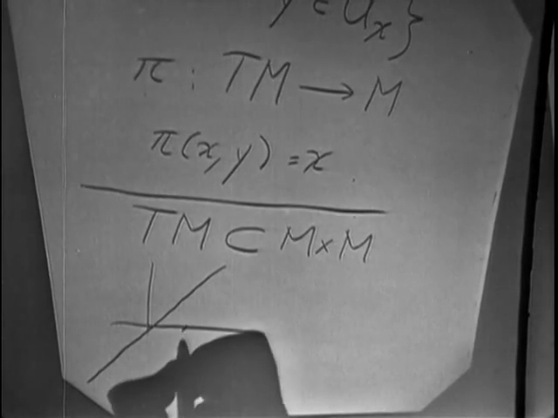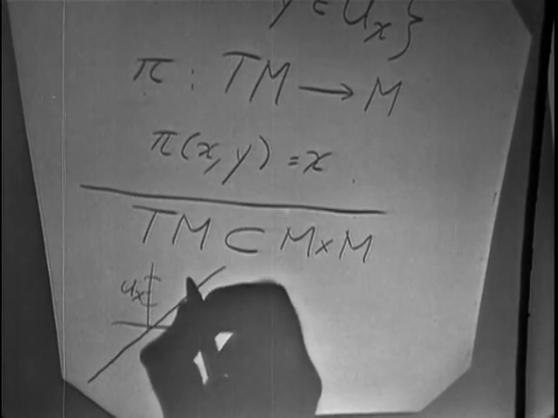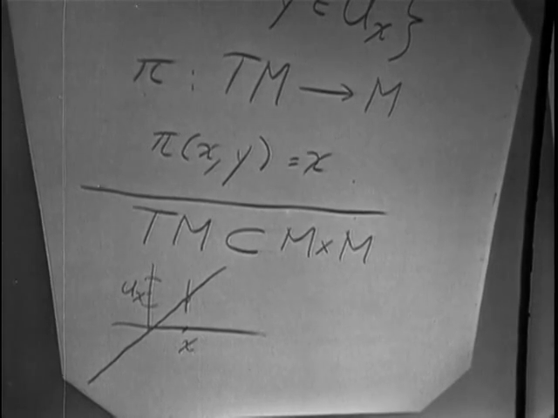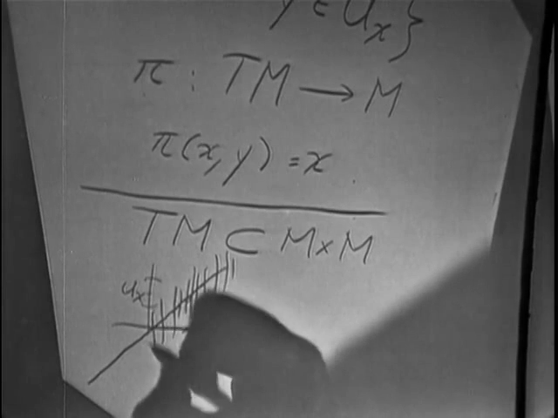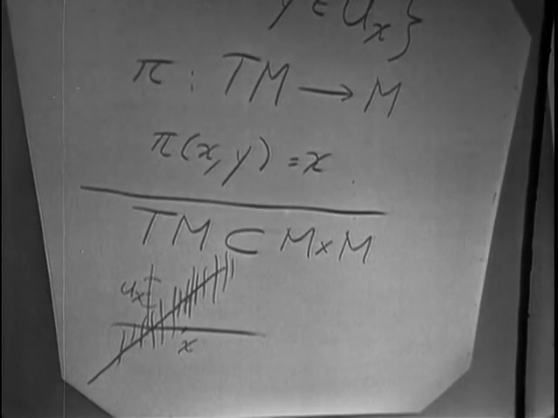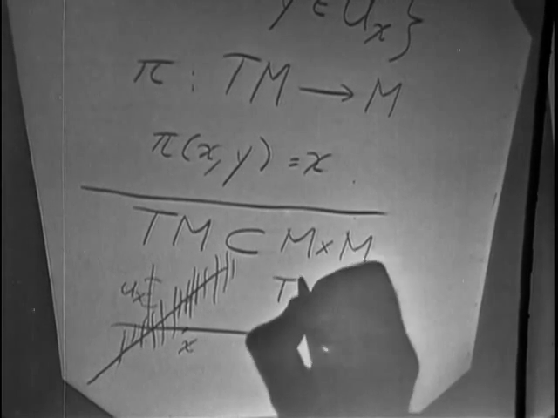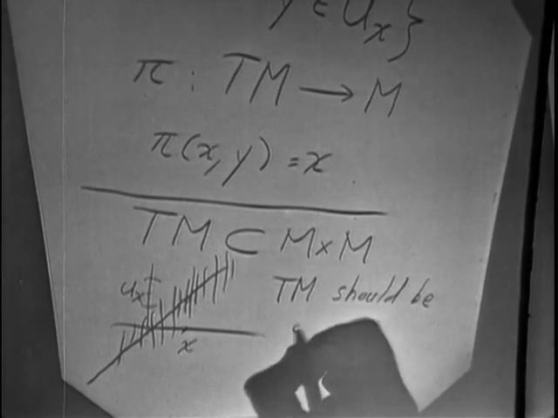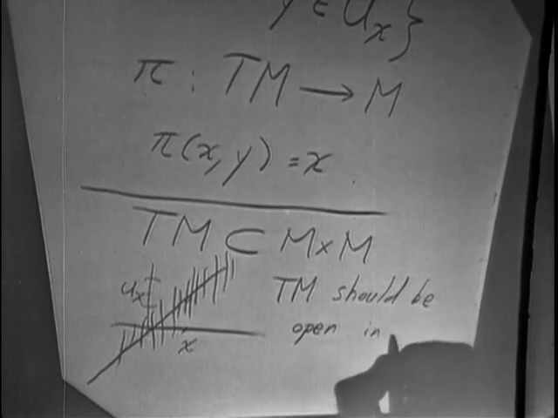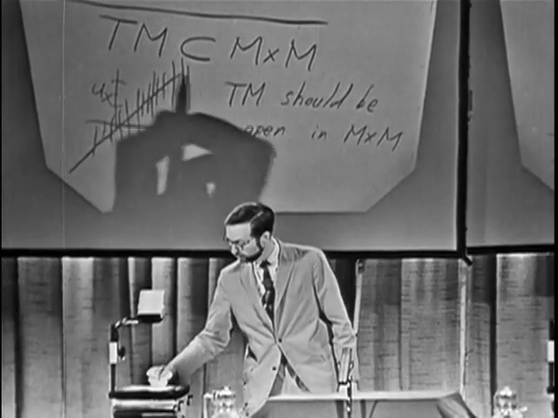For each point x, we have a corresponding neighborhood U sub x, which is represented in the picture by a little vertical line segment. So this construction for the special case of the real line means that for each point x, we've chosen a little vertical line segment. And so far, I haven't put any restriction on how these line segments are to vary with x. Now the condition that I want to put on is that T of M should be an open subset in M cross M. So it's an open neighborhood of the diagonal in M cross M, so that our picture will look like this.